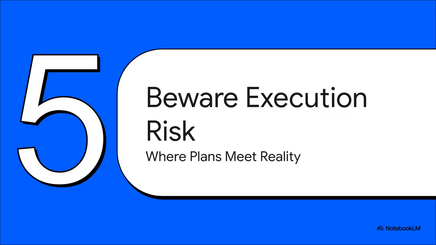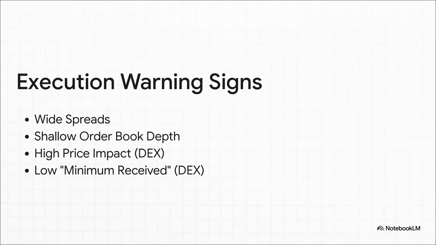Now, for a really crucial step that gets forgotten all the time, but it can absolutely wreck a perfect plan: execution risk. This is where your nice, clean strategy meets the messy reality of the market. You can see these warning signs everywhere. On any exchange, look for wide spreads. That's that big gap between the buy and sell price. Or maybe the order book looks really thin, not a lot of orders there.